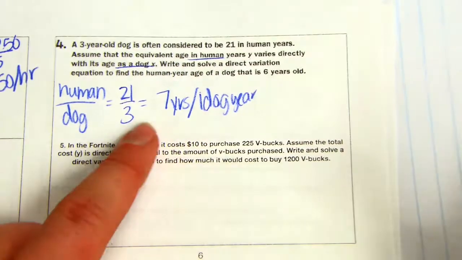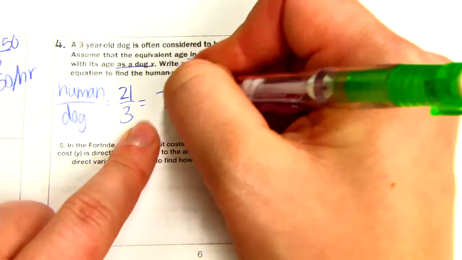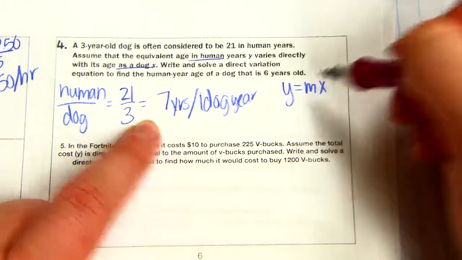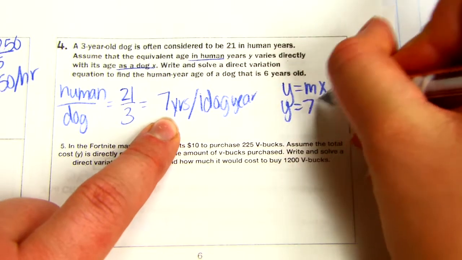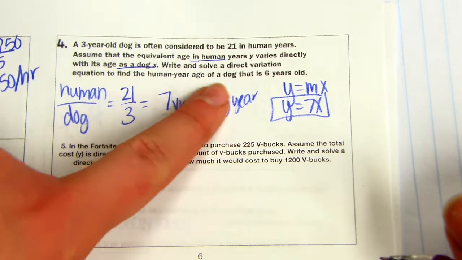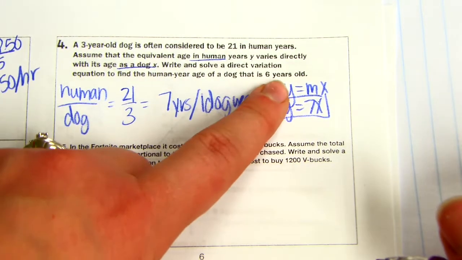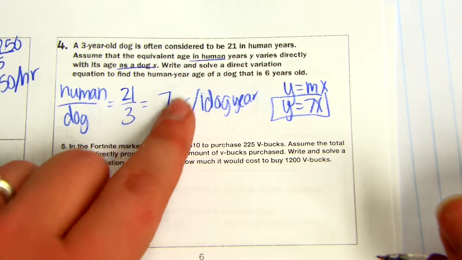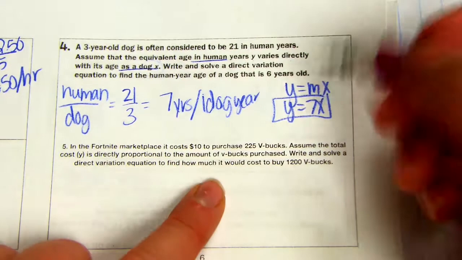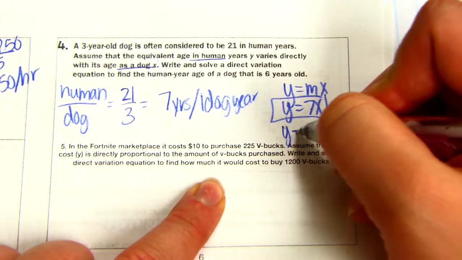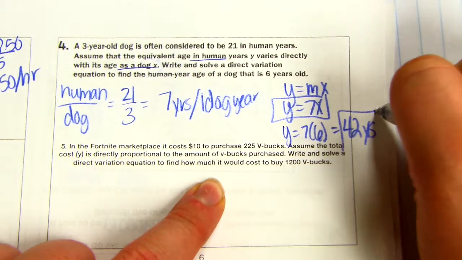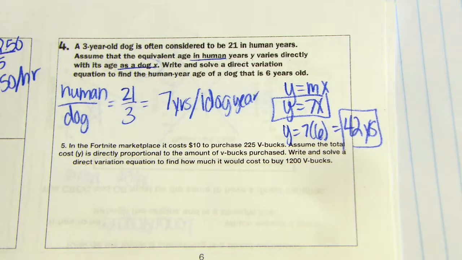It says write and solve a direct variation equation. This is our m. So in our equation, y equals mx, we're going to replace our m with the 7. There's our equation. Now it says to find the human years of a dog that is 6 years old. The x stood for dog years, so we just replace our x with 6, and we get 42 years old. That'd be human years.